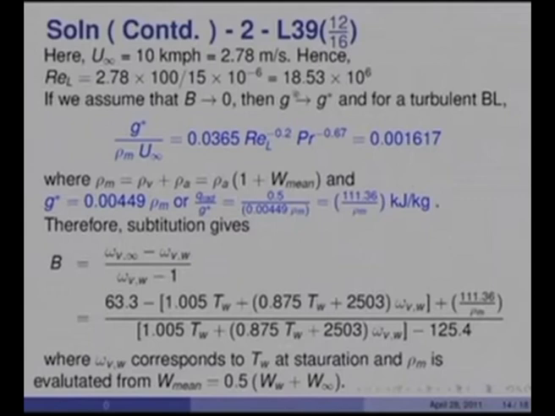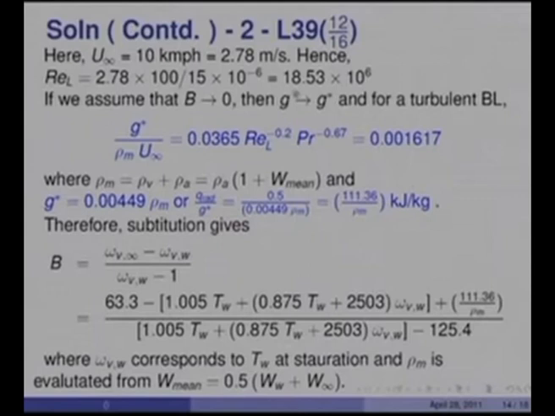And therefore, on substitution we will get B, which from the mass fractions would be this, and from the mixture enthalpies it would work out to this value. So, we have to solve this equation iteratively. So, omega_VW corresponds to TW at saturation, and rho m is evaluated from W mean equal to WW plus W infinity over 2. Of course, what you do is you assume TW and therefore, calculate WW, from which you calculate W mean, and therefore, you can calculate rho mean.